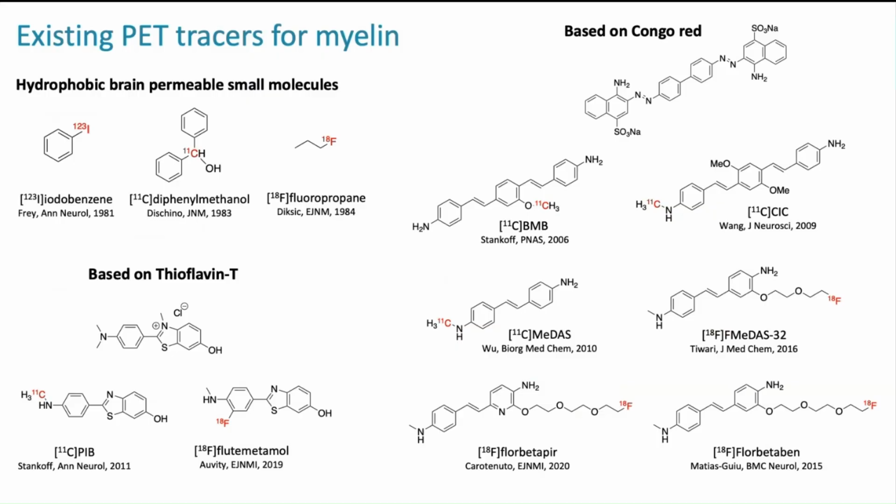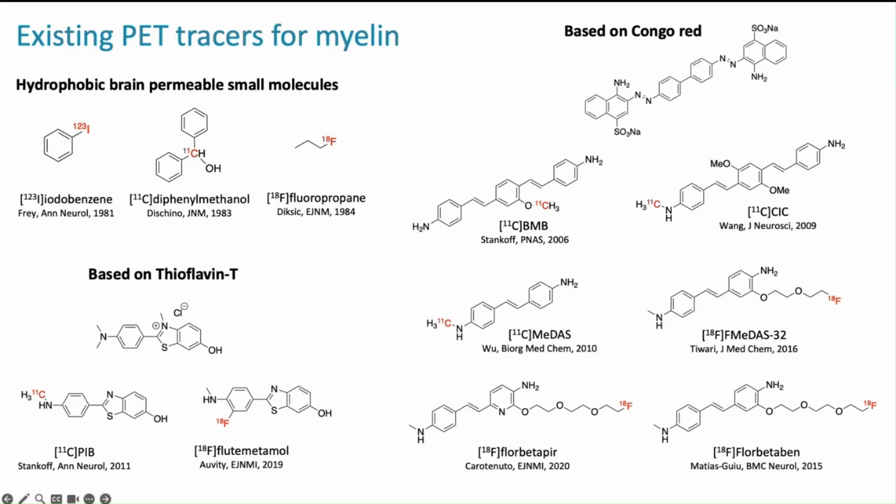We're not the only ones thinking about imaging myelin or demyelination by PET. Some of the first attempts to image demyelination are from before I was born, with these very lipophilic radiolabeled molecules like iodobenzamide. These are compounds that get into the brain and they stick to lipids. And when MRI came along, I think the use for these molecules sort of went away.